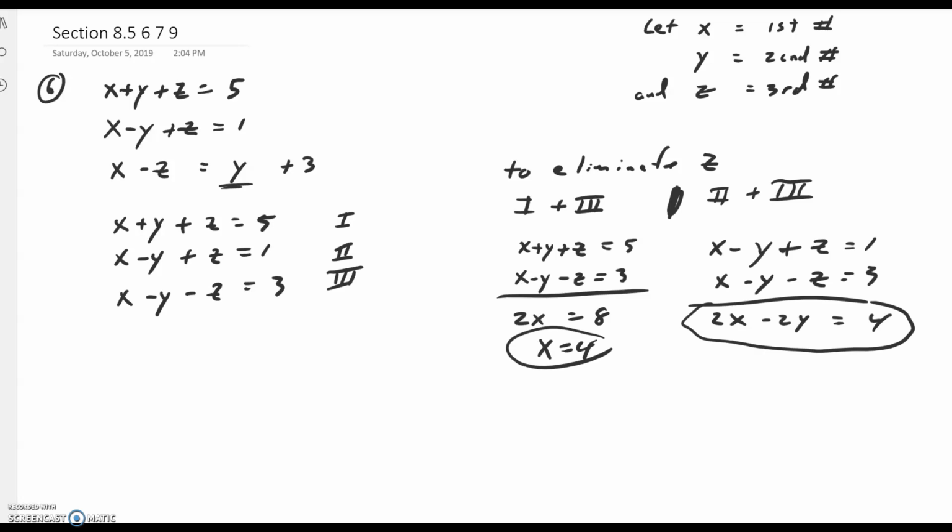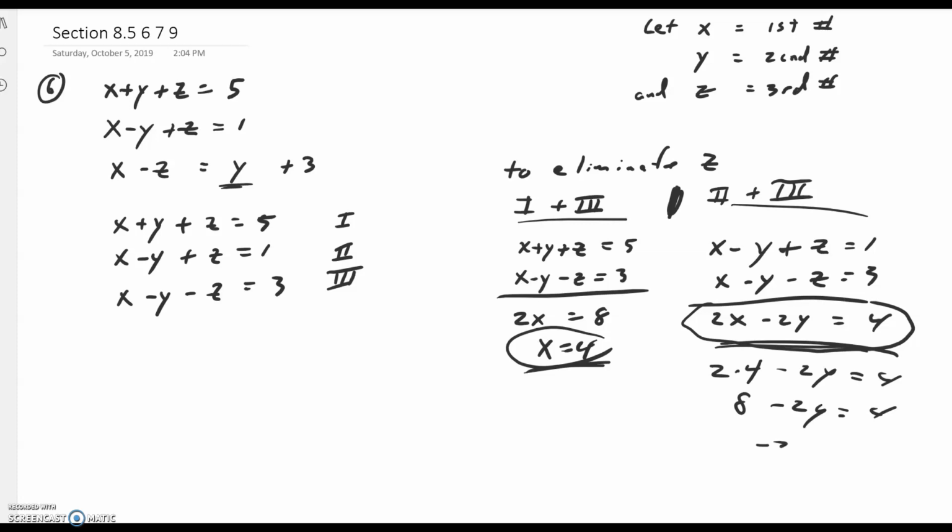So I numbered my equations 1, 2, and 3. I made a plan that eliminated z's. Here it worked just fine, but here it also got rid of the y's, and so I have x is 4. Armed with that, I can go over here and figure out what y is. I have 8 minus 2y equals 4, so negative 2y equals negative 4, y equals 2. And so I have the first number, x, is 4. The second number, y, is 2.